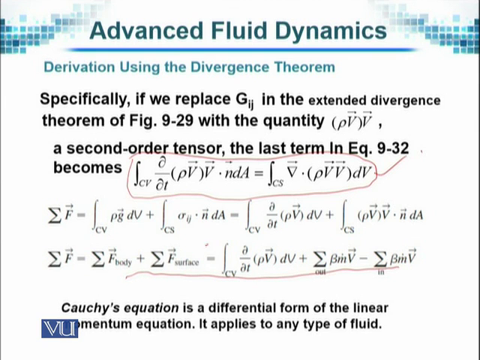The terms are indicated already: this is body forces, the surface forces. On the right hand side is the velocity, the momentum of the fluid that is going out minus the momentum of the fluid that is moving in. The difference of the two will give us the rate of change of momentum. Beta, as we have said, is the flux correction factor, and so on. From this we shall obtain Cauchy's differential equation of the linear momentum equation. It applies to any type of fluid field.